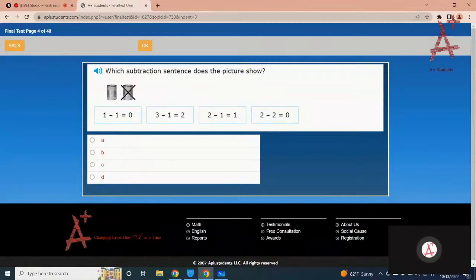Which subtraction sentence does the picture show? So the total pictures are 2. The one you have crossed is 1. You need to count the ones that are without the cross, that are not crossed. So 2 take away 1 equals 1. Got it? So 2 take away 1 equals 1.